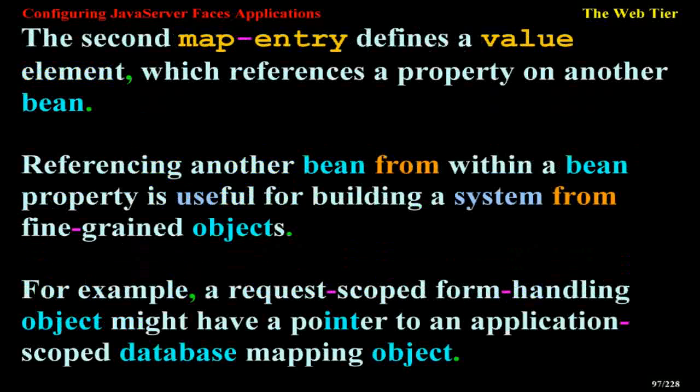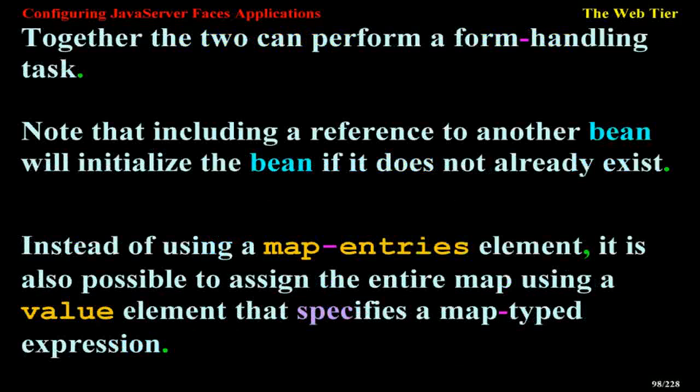The second map entry defines a value element, which references a property on another bean. Referencing another bean from within a bean property is useful for building a system from fine-grained objects. For example, a request scoped form handling object might have a pointer to an application scope database mapping object. Together the two can perform a form handling task. Note that including a reference to another bean will initialize the bean if it does not already exist.